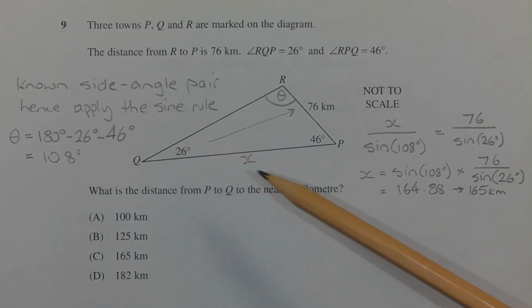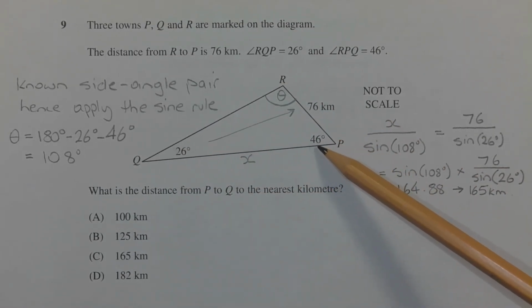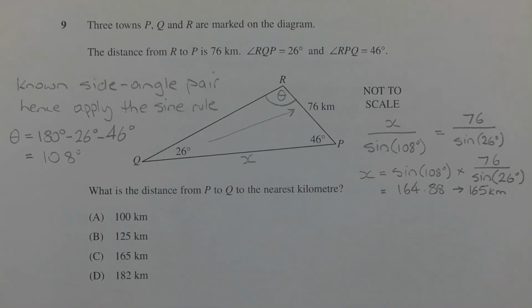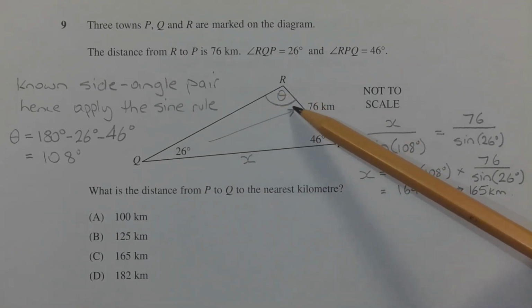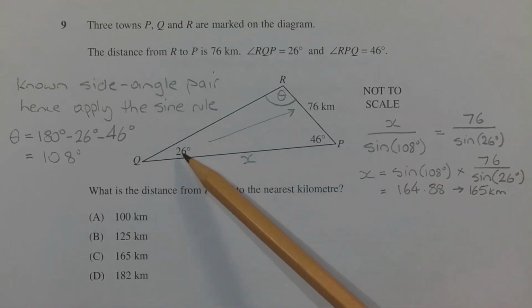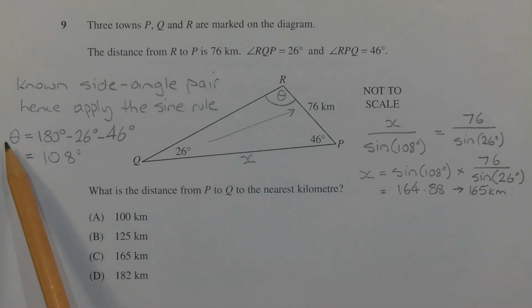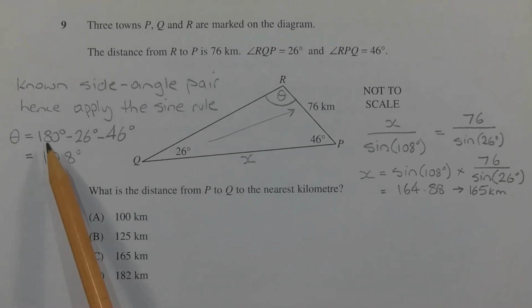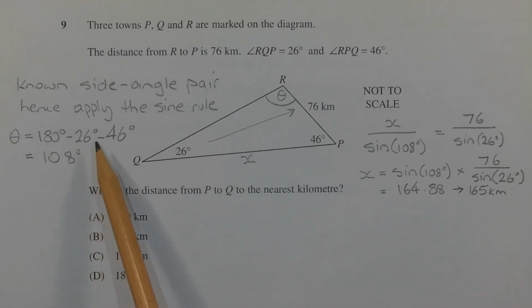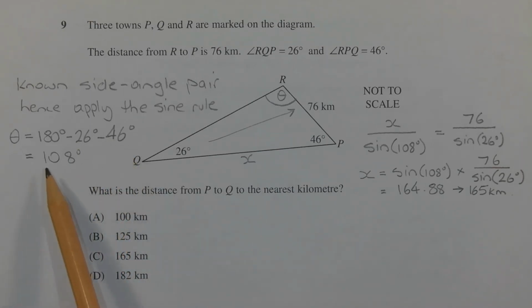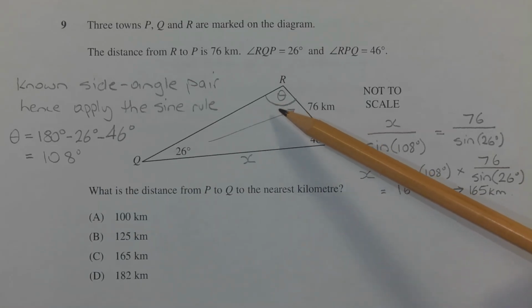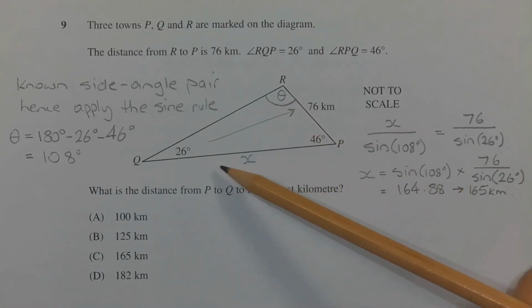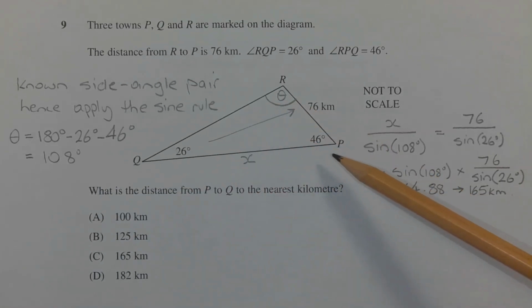Now I know this angle here, I know this angle here, I know the angle sum of a triangle is 180 degrees. So in order to find this angle here, I subtract 26 degrees and 46 degrees from 180 degrees. So angle theta is equal to 180 degrees minus 26 degrees minus 46 degrees, which equals 108 degrees. So this angle here is 108 degrees, and the side that's opposite 108 degrees is the side that we want to find.